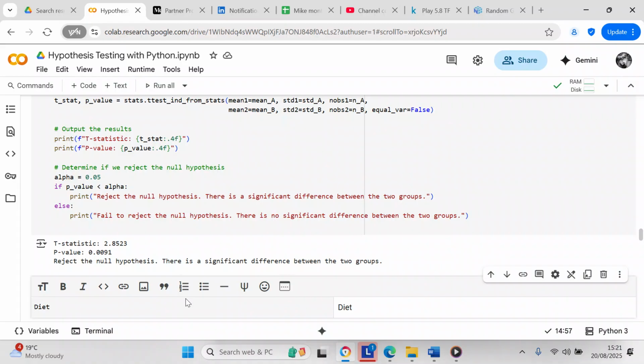The null hypothesis is that there's no significant difference between the two groups, and the alternate hypothesis is that there is a significant difference between the two groups. So when you reject the null hypothesis, you're actually going with the alternate hypothesis.